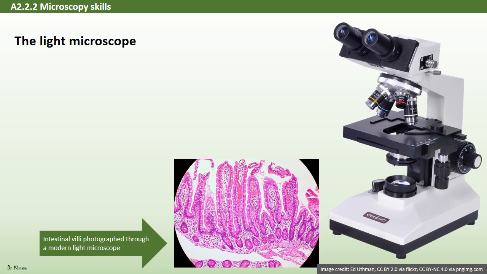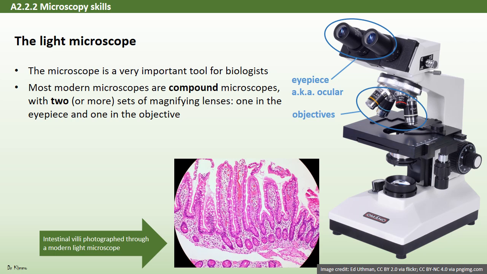The light microscope is a very important tool for biologists, and you need a light microscope to see a cell. Most modern microscopes are compound microscopes with two or more sets of magnifying lenses, one in the eyepiece and one in the objective. Now, an objective might contain several lenses, but it's still one set of lenses.